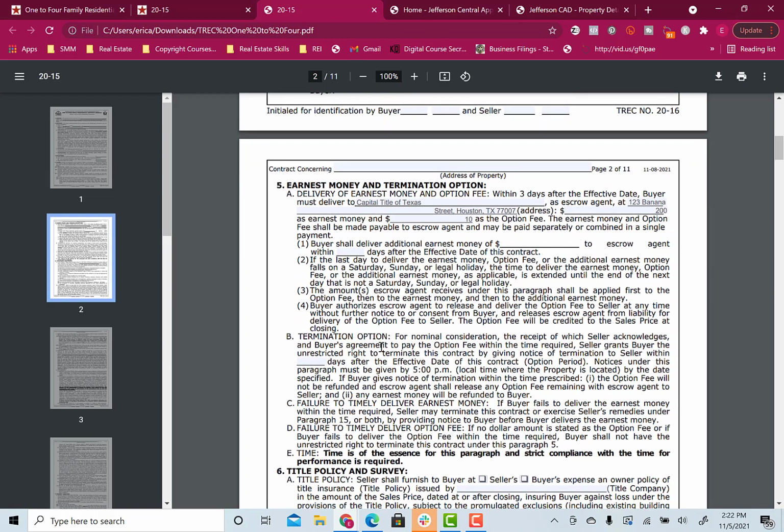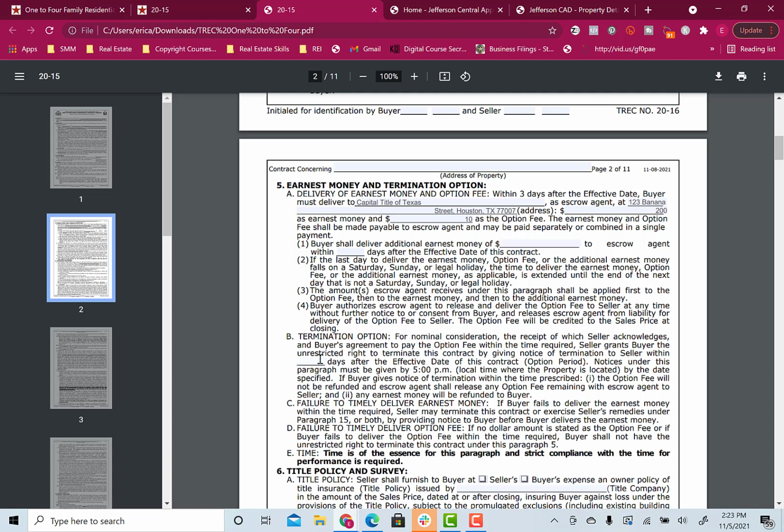So here's the termination option. This is something that's very specific to Texas. Now, what Texas will do is they provide you an option period. So for $10 and however many days you put in here, you can back out of that contract for any reason. It is not strictly an inspection contingency, which is what most other states have in their contracts. This is a straight flat option period. So you can back out for any or no reason at all.